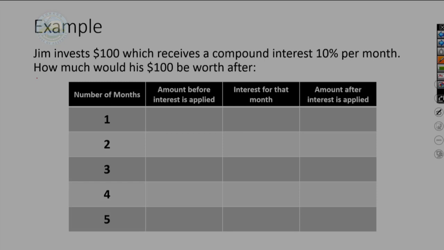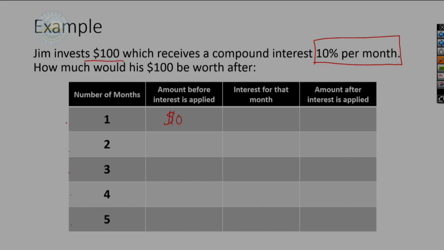So it says Jim invests $100, which receives a compound interest of 10% per month. How much would his $100 be worth after, well, we have 1 month, 2 months, 3 months, 4 months, 5 months. So let's take it step by step. We're compounding, right? So we want to know how much will Jim's initial $100 be worth after 1 month? Well, we know that Jim is getting 10% per month, right?